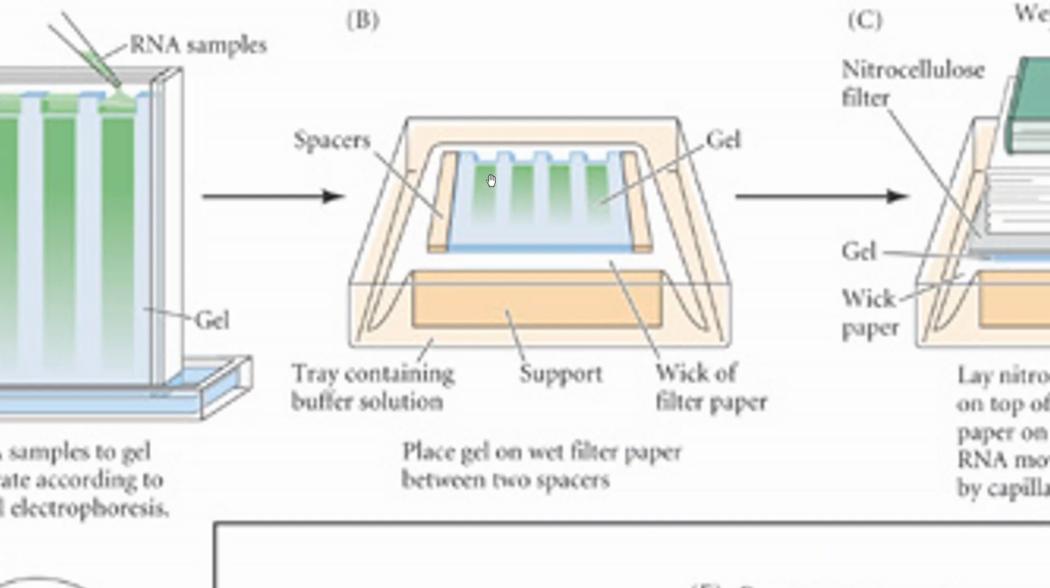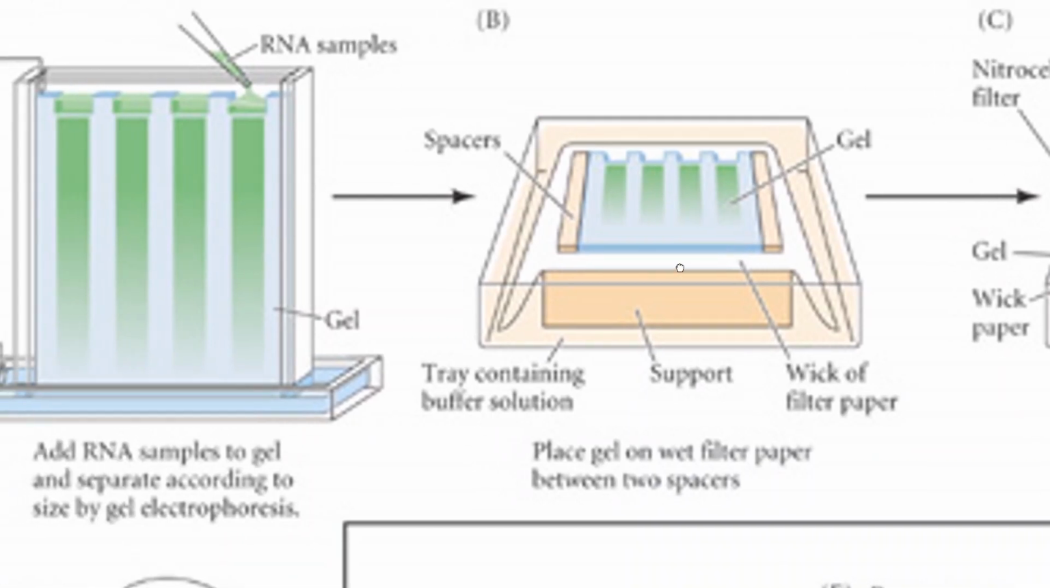Now notice that in this gel, it's smeary. You don't really see distinct RNA bands, because we have a lot of RNA molecules of different sizes, so there are no distinct bands. Rather it's smeary. Here we have sample 1, sample 2, sample 3, sample 4.